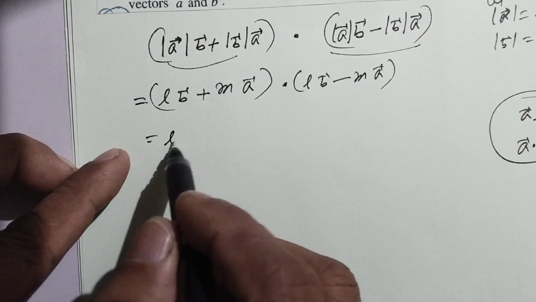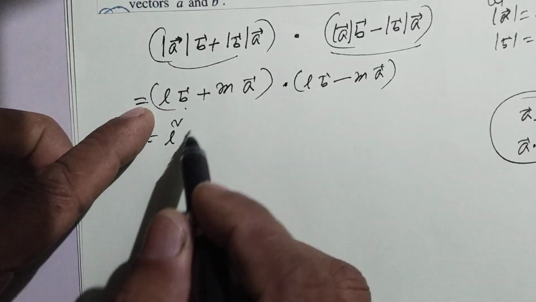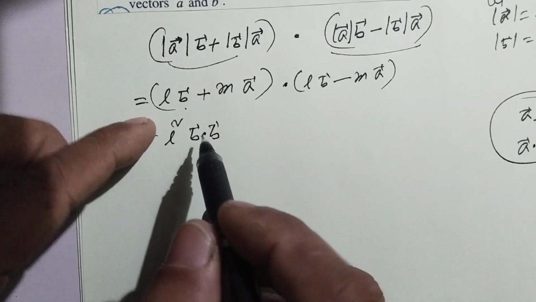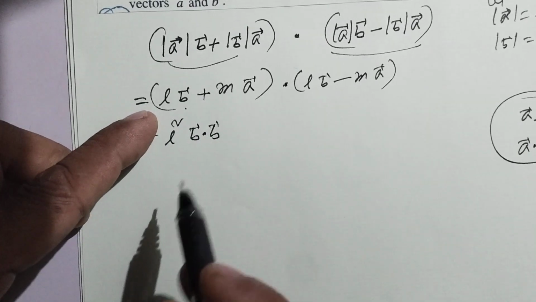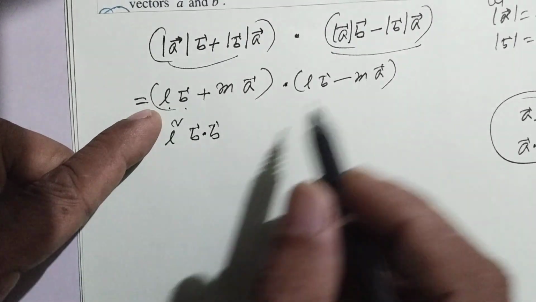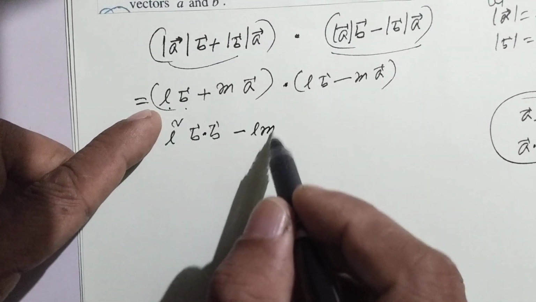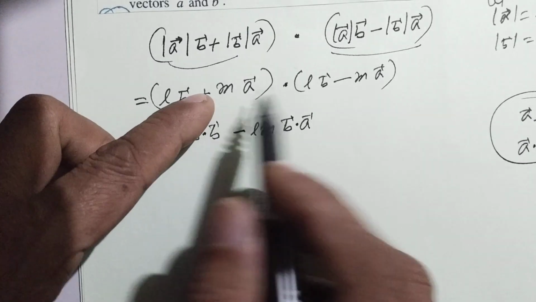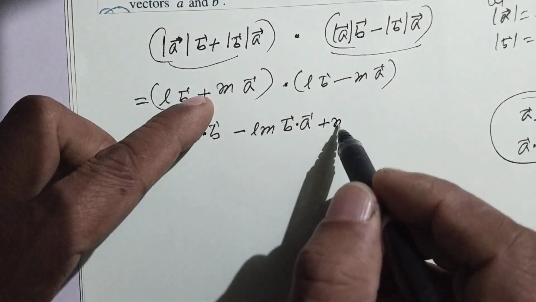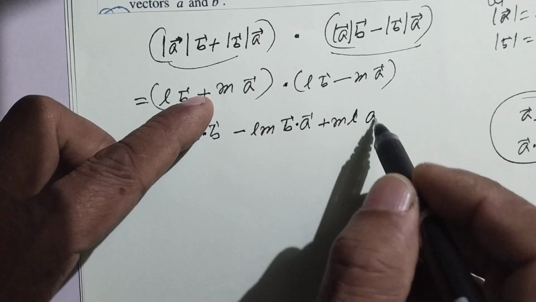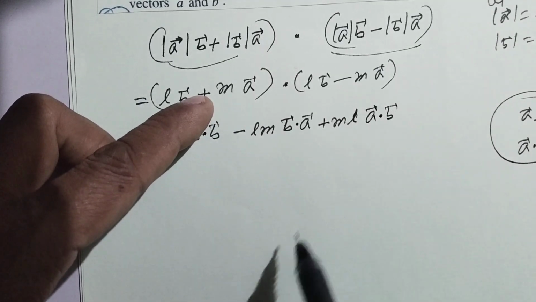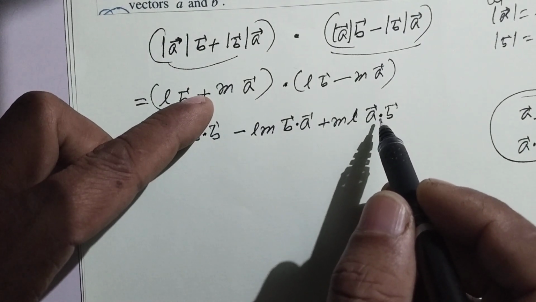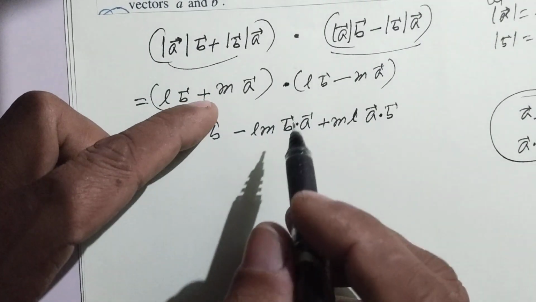L into L, it is L square, B dot B. B vector dot B. Dot product is in between vectors. L and M are scalars here. Now this with second, it will be minus L into M, B dot A, and second into first again plus M into L, A dot B. You remember, as I said, dot will be in between vectors and L and M are constant. Why dot? Because in between we have dot here.